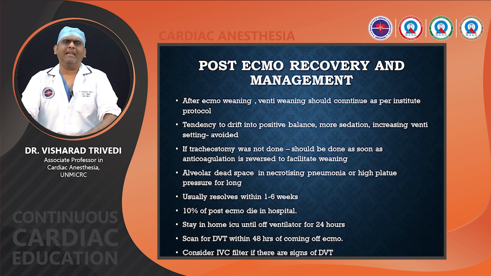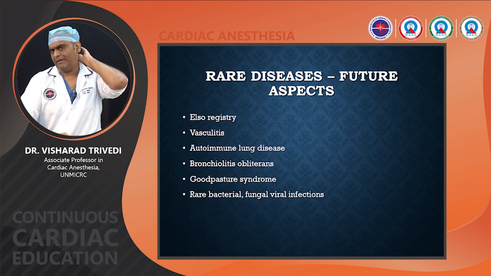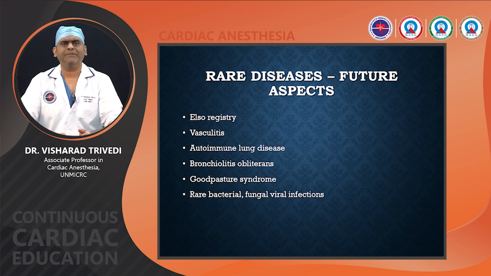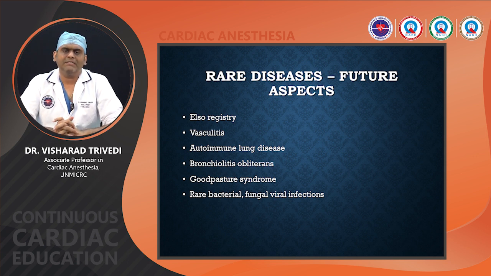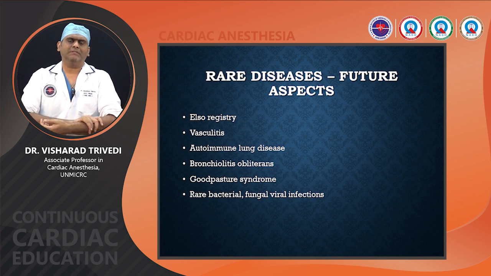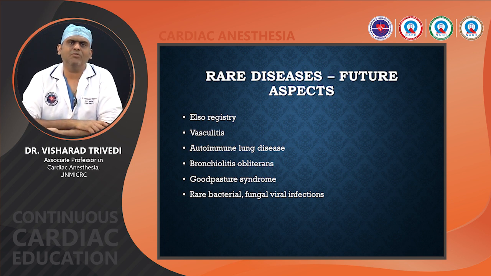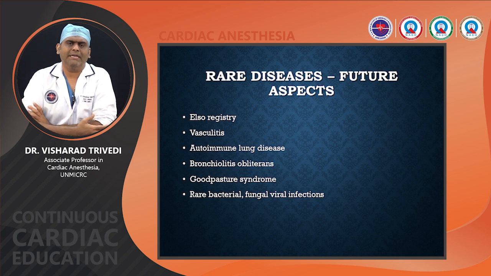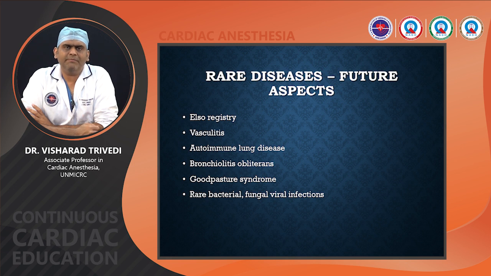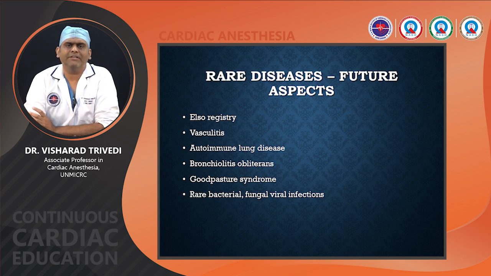Very rare diseases are also upcoming in the registry, for which ECMO is now a treatment, like in ARDS also. The pioneer treatment for ARDS is Veno Venous ECMO. So nowadays new modalities and new diseases also arise in which you can use Veno Venous ECMO as a treatment, like vasculitis, autoimmune lung diseases, bronchiolitis obliterans, Goodpasture syndrome, and some bacterial or viral infections in which there is reversibility.